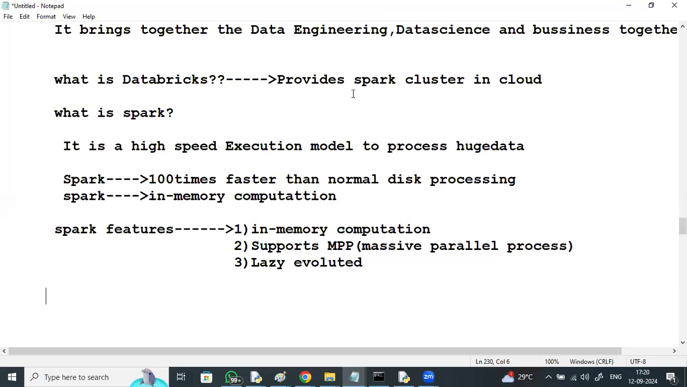A Spark cluster means a group of systems connected in a network. Data is distributed across multiple systems and processed by multiple systems in parallel. So it provides a cluster, right? Assume for example we have 500 nodes. 500 nodes, 500 systems, connected in a network. These 500 nodes mean the systems or CPUs. This is what we call a 500 node cluster.